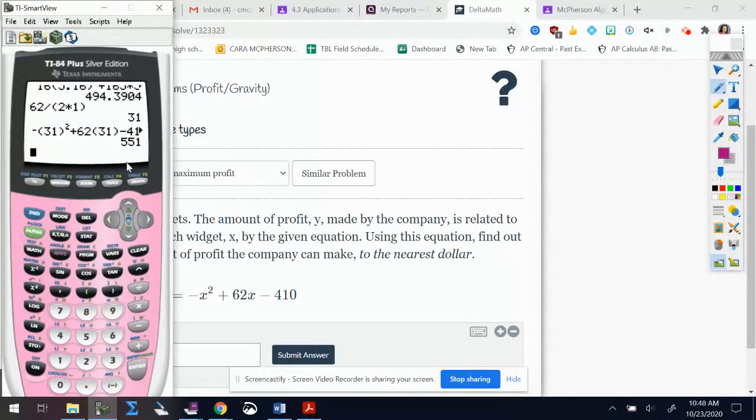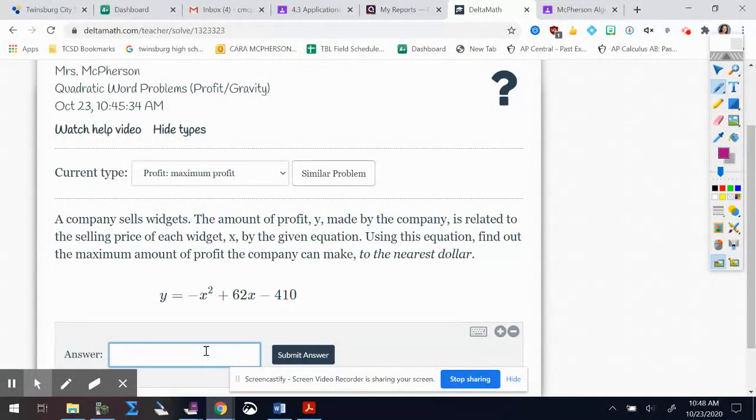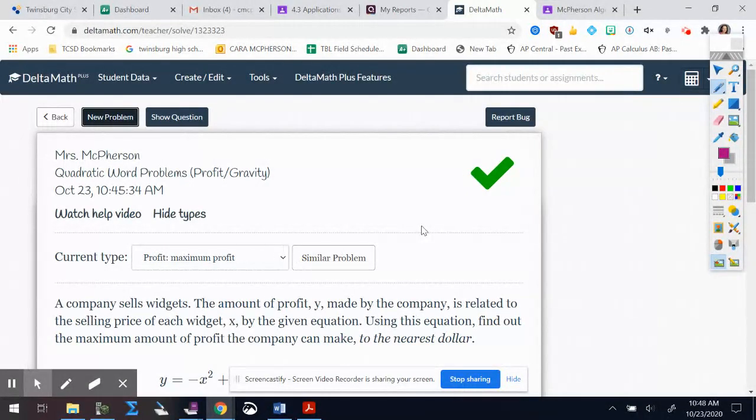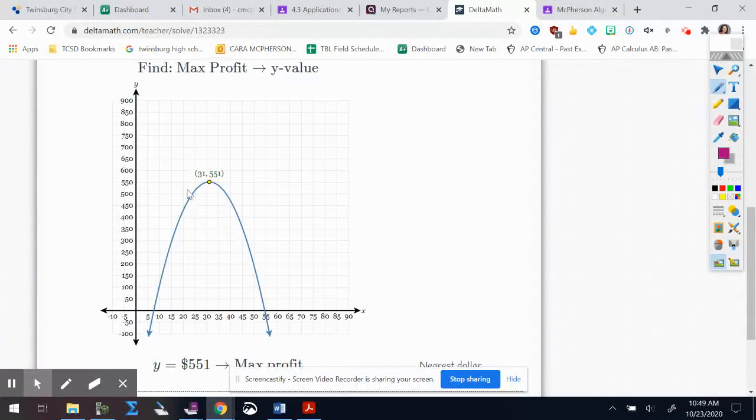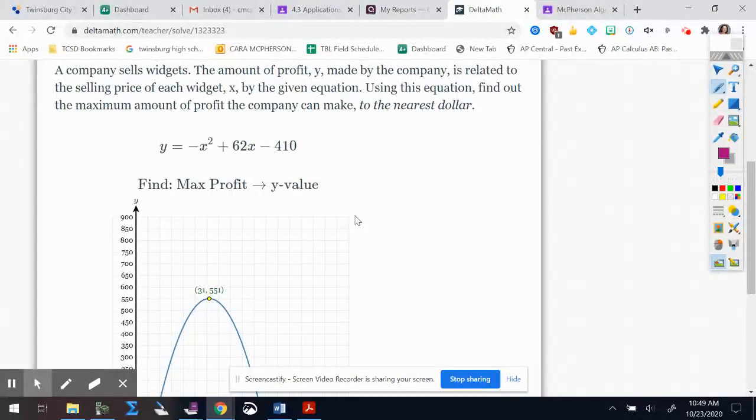Your answer, when you plug your X into it, will be your Y value, which is profit. This one wants profit, rounded to the nearest dollar. This one was kind of nice because it didn't have any decimals. If it does, just make sure you round it correctly or it will give you a wrong answer. It is $551, and you're going to submit your answer and say yes. And you are done. So again, your X value that you get is your price, round it appropriately. Your Y value is your profit, round that appropriately.